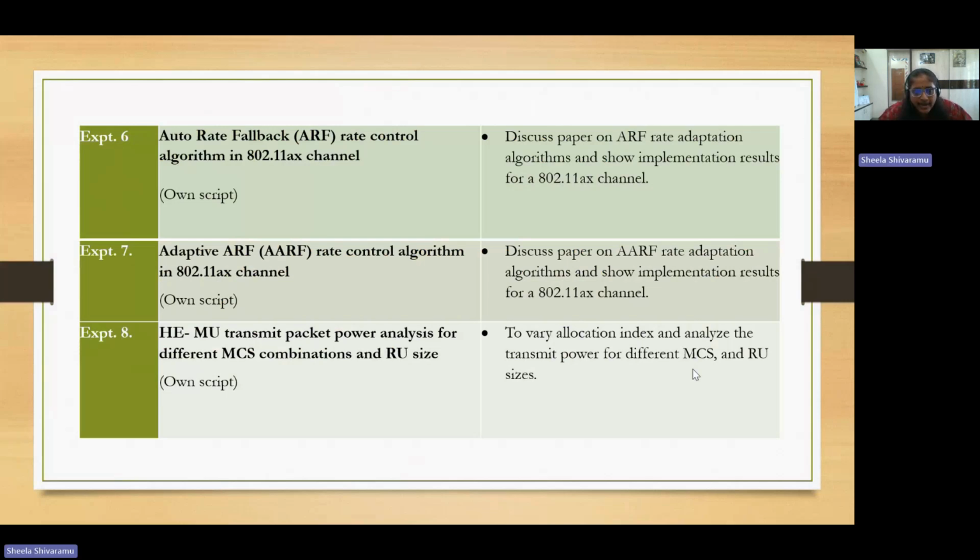The last experiment is based on HEMU, that is high efficiency multi-user transmit packet power analysis for different modulation and coding scheme combinations and RU size. RU is a resource unit. So this experiment helps to understand how to initialize HEMU transmission in 11AX channel. In this experiment, basically we vary the allocation index in order to change the RU size, the number of RUs, etc. RU is a resource unit wherein you group the subcarriers, and you assign a particular user to a particular RU. So basically in this experiment, we analyze the transmit power for different MCS and RU sizes.